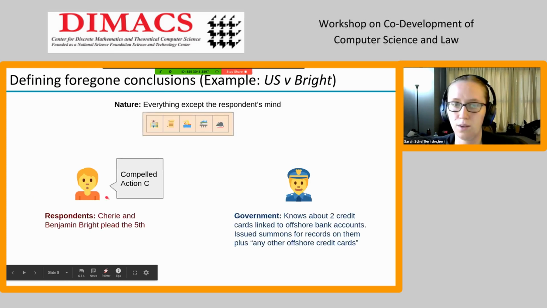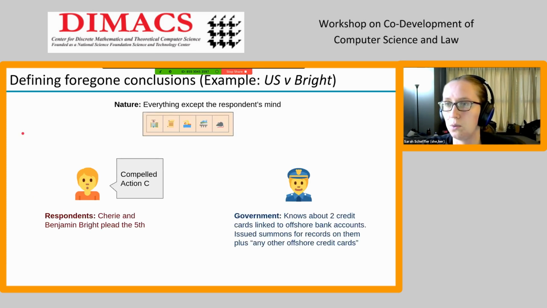So I'm going to give an example to illustrate this definition, and this is where I'm going to provide the actual foregone conclusion definition. And I'll say ahead of time that we tested this definition out on many non-encryption foregone conclusion cases, and we got the same answer as the courts. And this is just one example. So, let's say we have a specific compelled action that the government wants the respondents to do. It might be, you know, bring me these documents, bring me your tax documents from last year or something like that. So we say there are three entities.